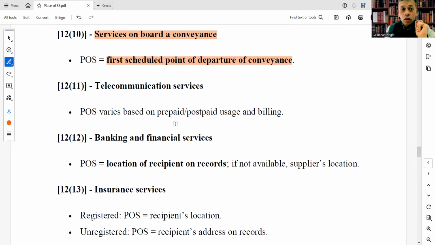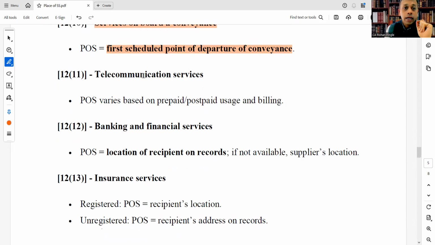Subsection 11 of section 12, telecommunication service. Place of supply of services varies based on prepaid or postpaid usage and billing. Here it is not specific. It is varied based on the prepaid or postpaid usage and billing. So in postpaid usage and billing, the address mentioned on the bill will be the place of supply.